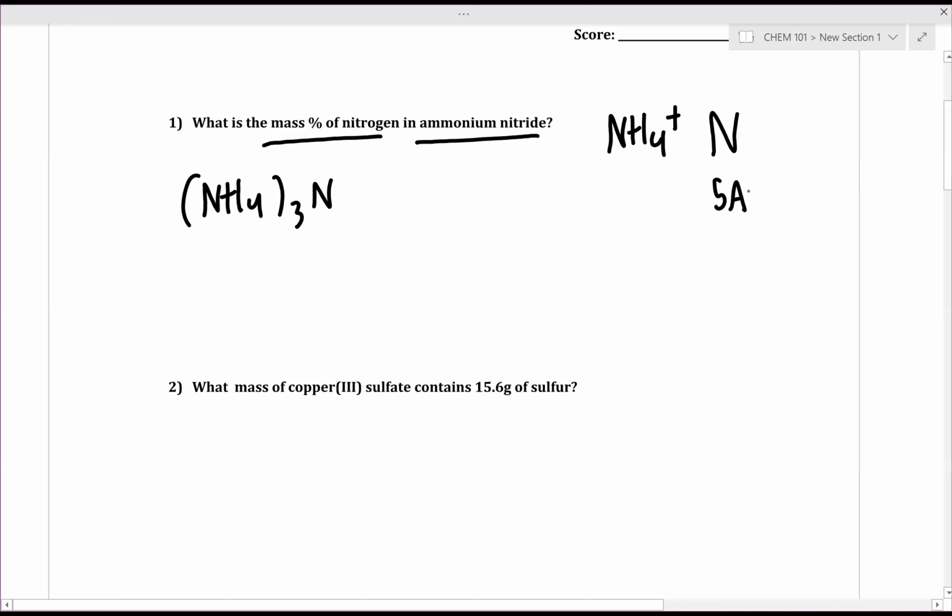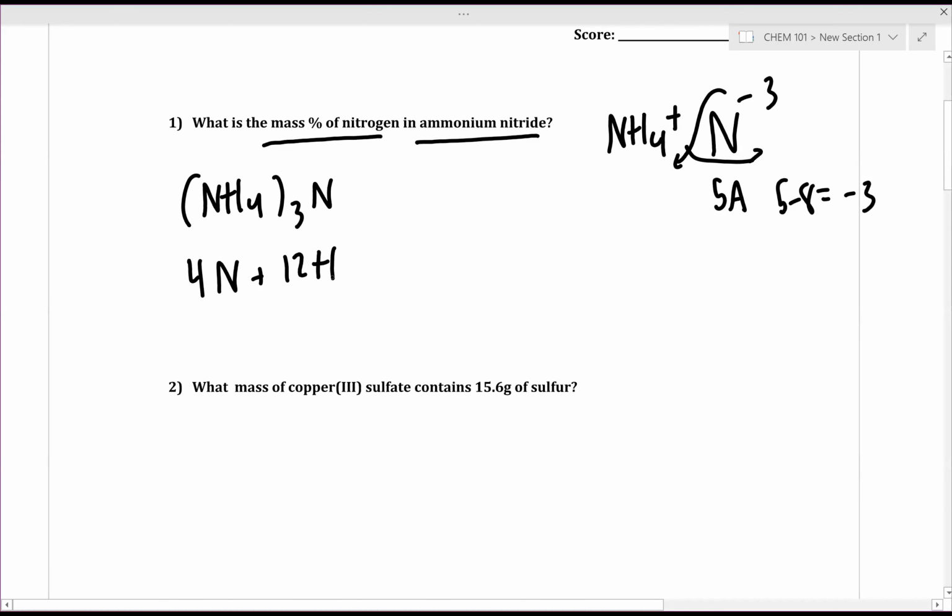Nitrogen's a 5A element. 5 minus 8 gives us -3. So that's why we have N3 minus. We cross our charges, and that gives us NH4 parentheses 3N. So that tells us that we have 3 nitrogens and how many hydrogens from the ammonium? What's 4 times 3? 12. So we have a total of 4 nitrogens and 12 hydrogens.